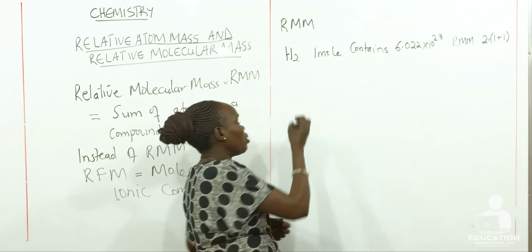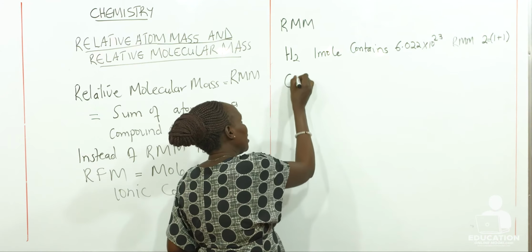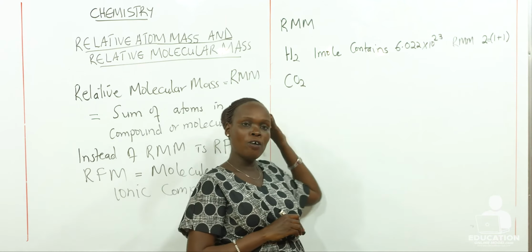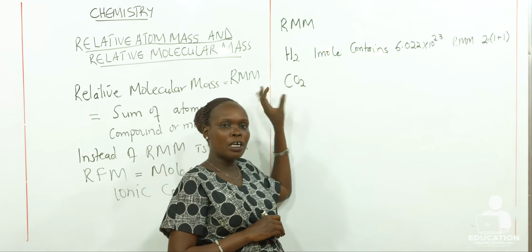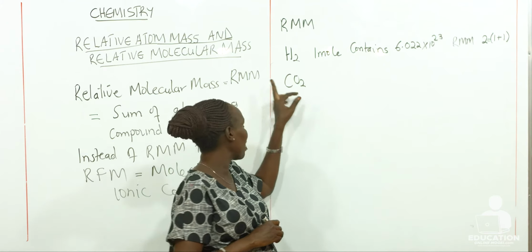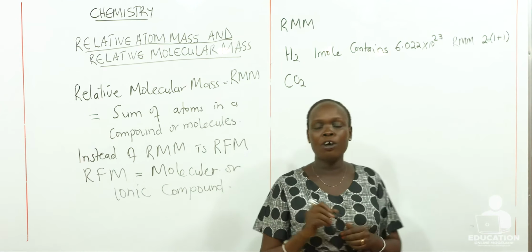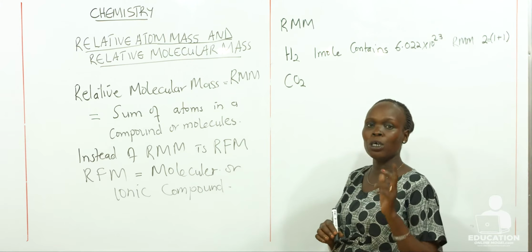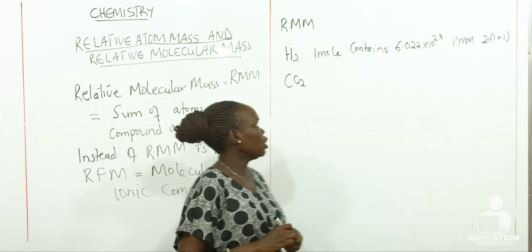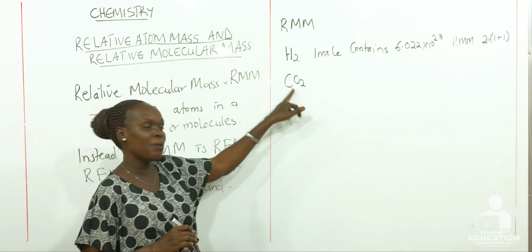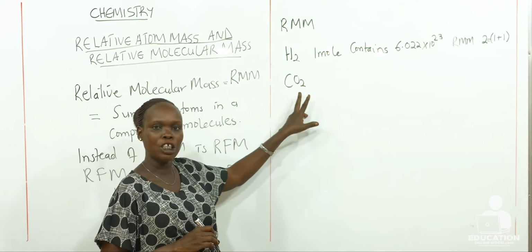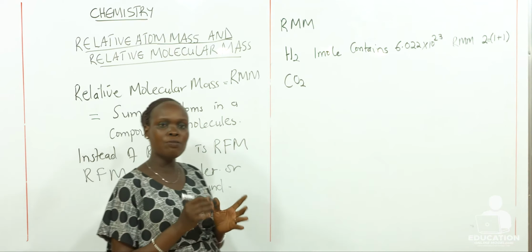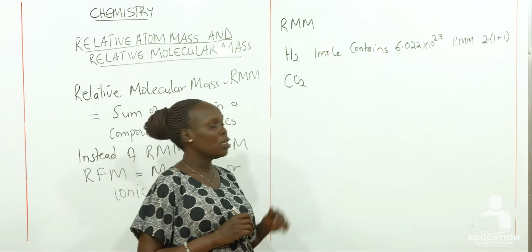So if you are given carbon dioxide, here carbon dioxide is a molecule or a compound formed from two types of atoms. Here we have carbon and also we have oxygen. So how many atoms of oxygen do we have there? We have 2 atoms of oxygen. So in this case, we shall sum up the relative atomic mass for each atom to give us the relative formula mass or the relative molecular mass of carbon dioxide.